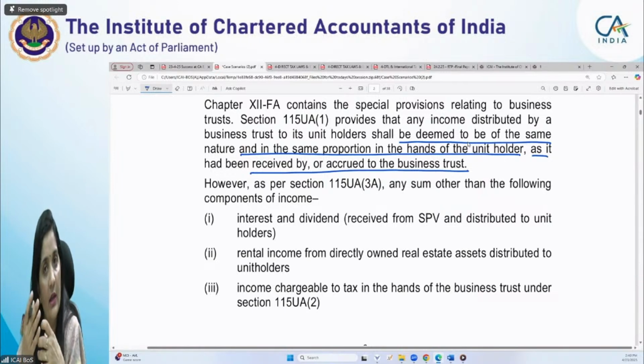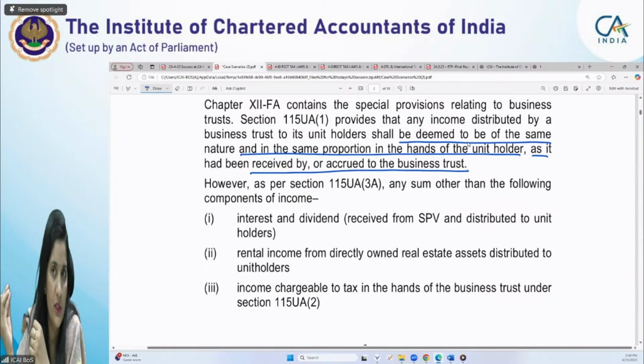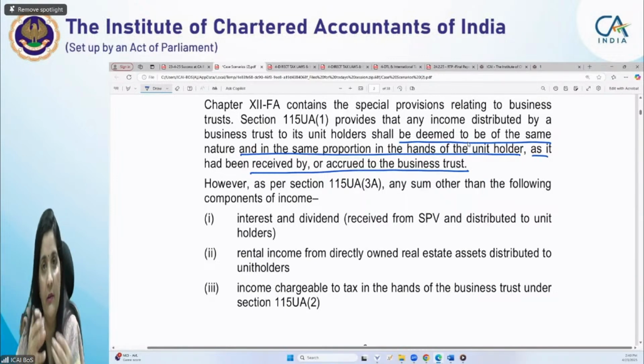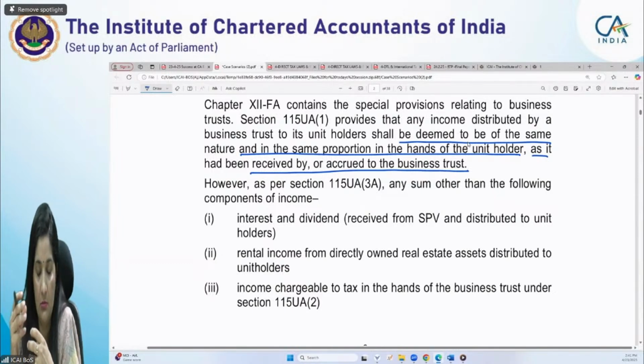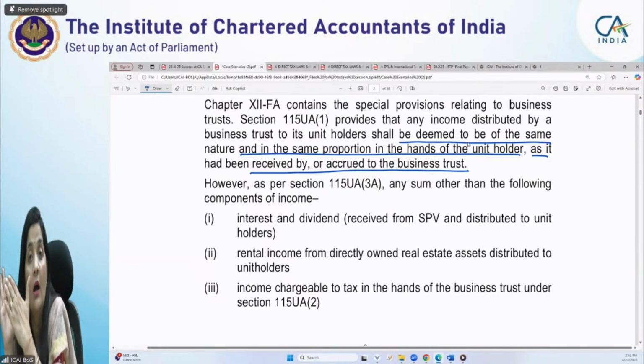So in the same way, if a trust is receiving interest, it would be charged as interest in the hands of the unit holders. Dividend would be charged as dividend in the hands of unit holders. Then rental income from the real estate directly owned by the REIT would be chargeable as rental income. So for that pass-through status is there. It would not be taxable in the hands of the REITs. It would be taxable in the hands of the unit holders.